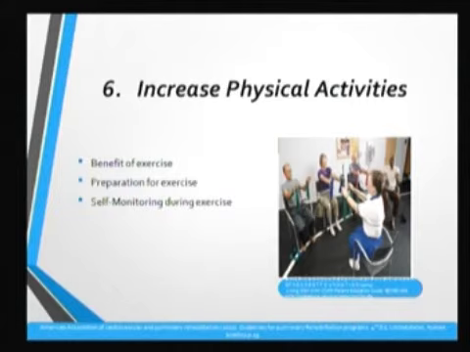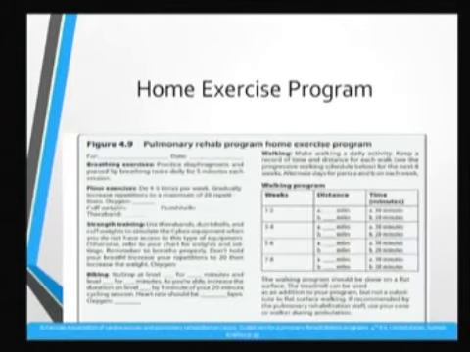We need to help patients increase their physical activity by discussing the benefits of exercise, how to prepare themselves to exercise, and how to monitor themselves. We mean by that how they use the Borg scale and how to take their heart rate in order to keep their exercise safe. To enhance adherence, we want to help them have a home exercise program, which starts from the beginning of the rehabilitation program. It includes breathing technique, floor exercise, strengthening, biking, and walking exercise.